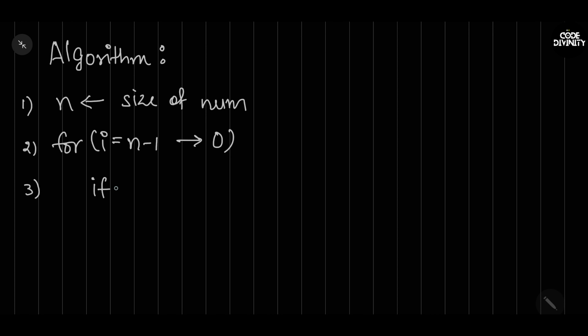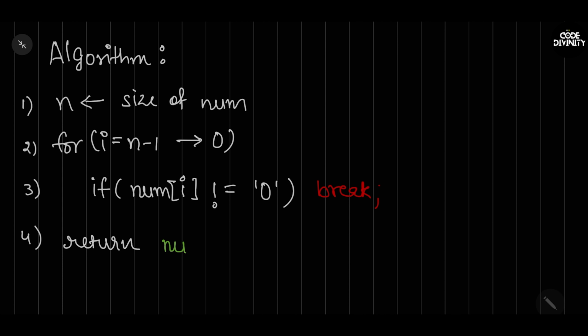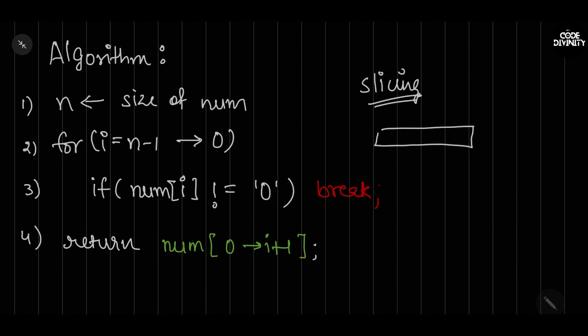Then within this for loop, we will check if num of i is not equal to character 0. So here we are checking if any non-zero number is encountered. In that case, we will break the loop, and finally we will return num from 0 to i plus 1 position. This is also called slicing. In slicing, we take an iterable, put a starting index and an ending index, and we obtain this sliced portion like a slice of bread, and hence this becomes our answer.